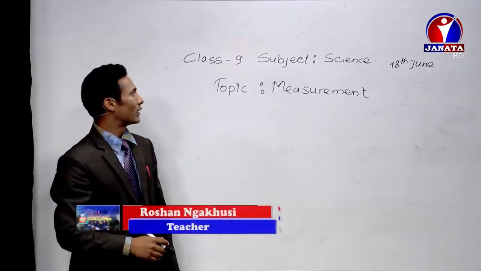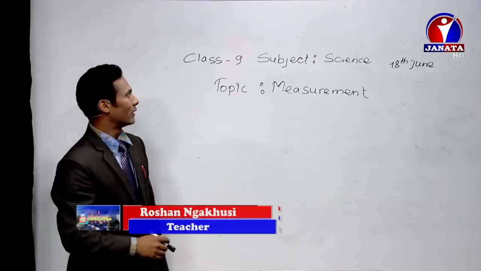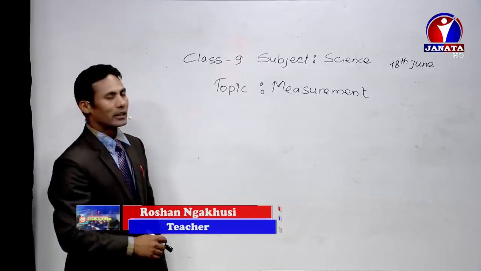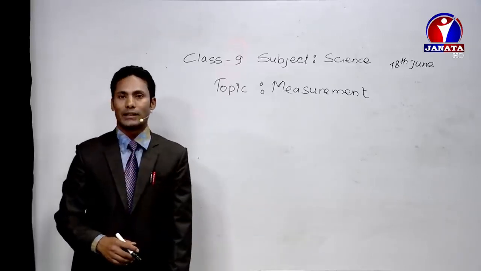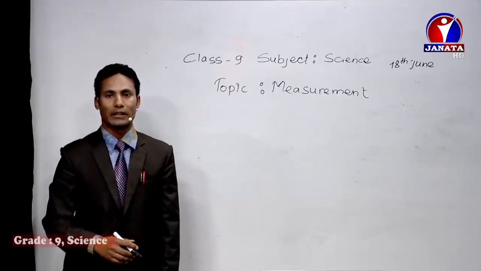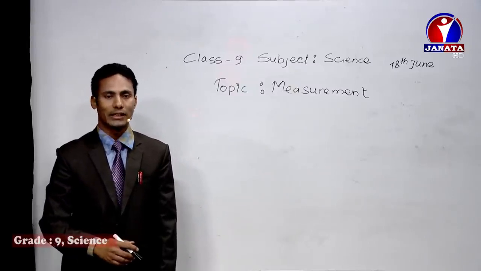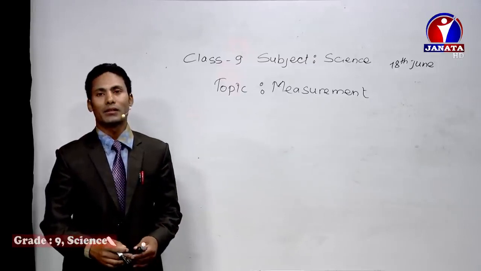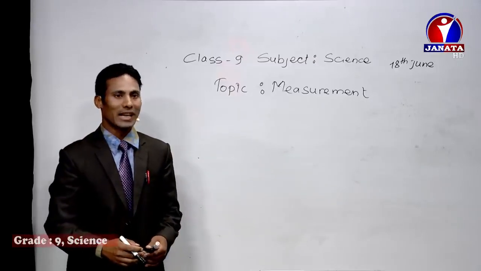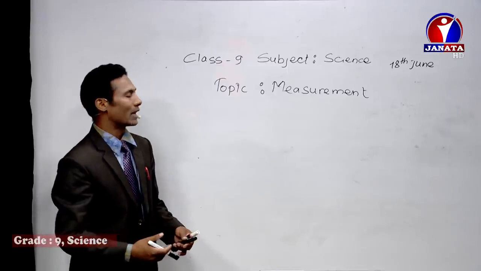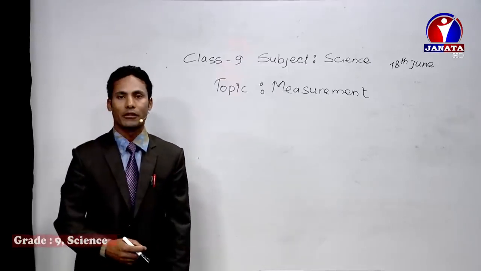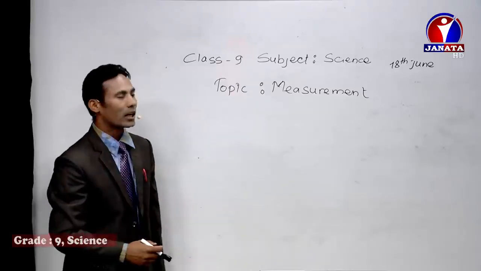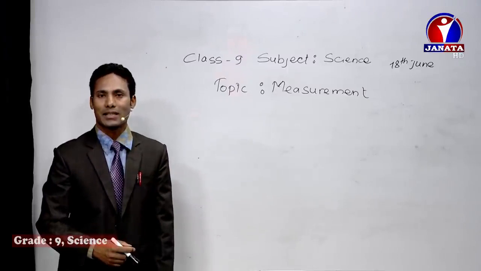Today, for class 9, we are taking the subject science. In class 9, the whole science book is divided into 4 categories: physics, chemistry, biology, and astronomy and geology. Out of that, the first lesson of physics, measurement, we are going to discuss. So today's topic for discussion is measurement from class 9.